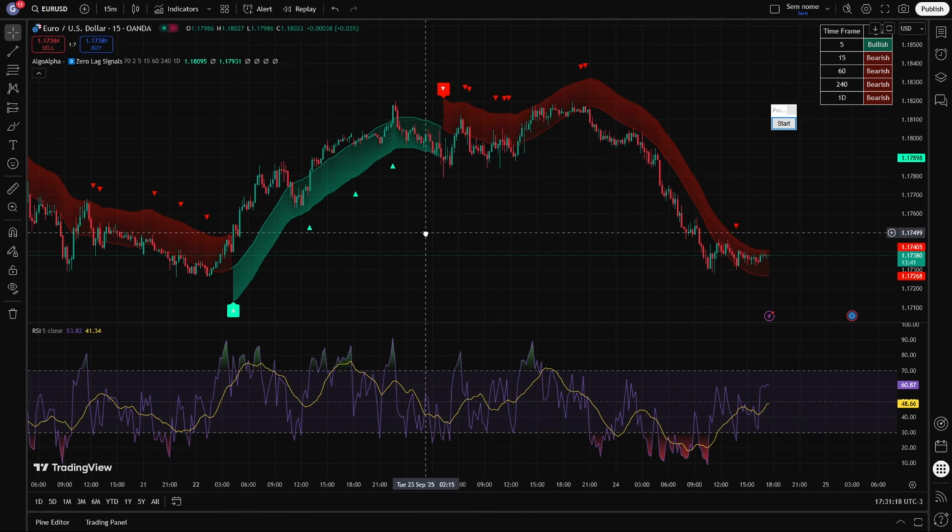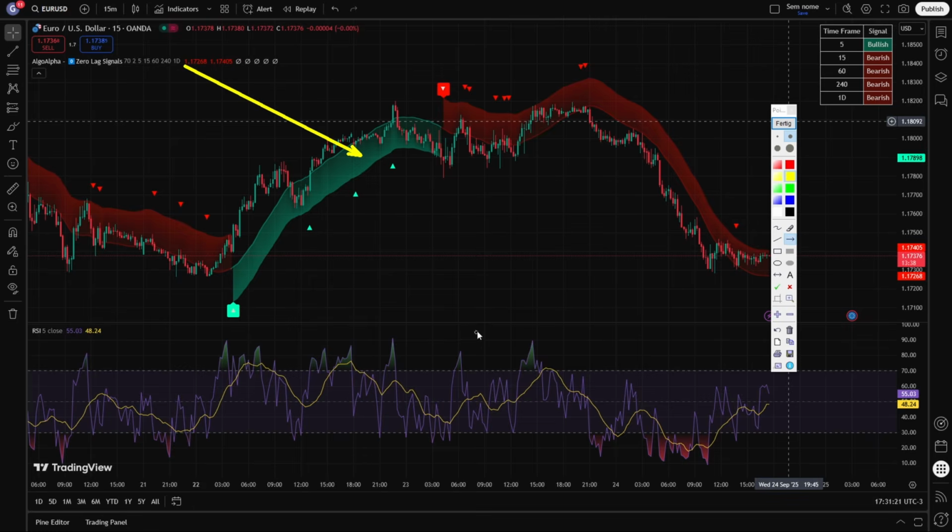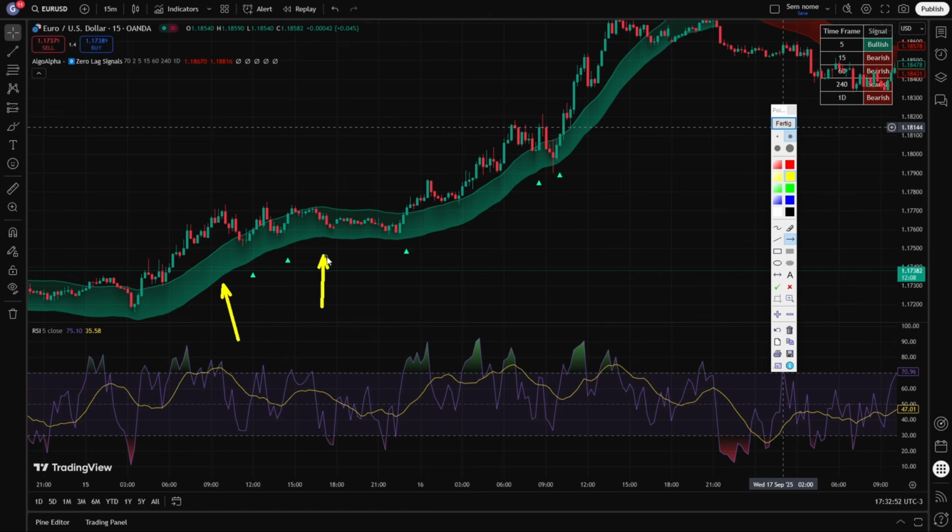So now for our strategy, we are going to utilize the zero-lag trend signals indicator in conjunction with the Relative Strength Index. Notice that the zero-lag indicator is showing an uptrend. At this particular moment, it displays a small green arrow, signaling the continuation of the upward movement during the pullback.